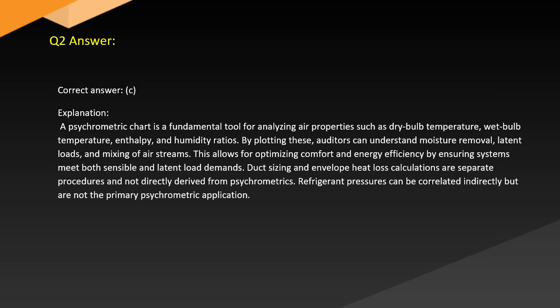Answer. Correct answer: C. Explanation. A psychrometric chart is a fundamental tool for analyzing air properties such as dry bulb temperature, wet bulb temperature, enthalpy, and humidity ratios. By plotting these, auditors can understand moisture removal, latent loads, and mixing of air streams. This allows for optimizing comfort and energy efficiency by ensuring systems meet both sensible and latent load demands.